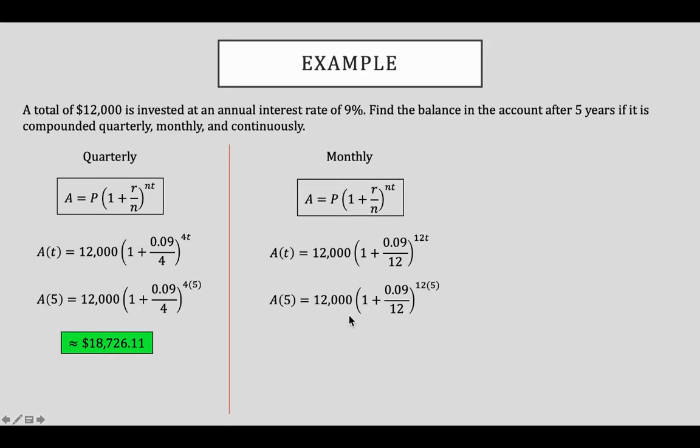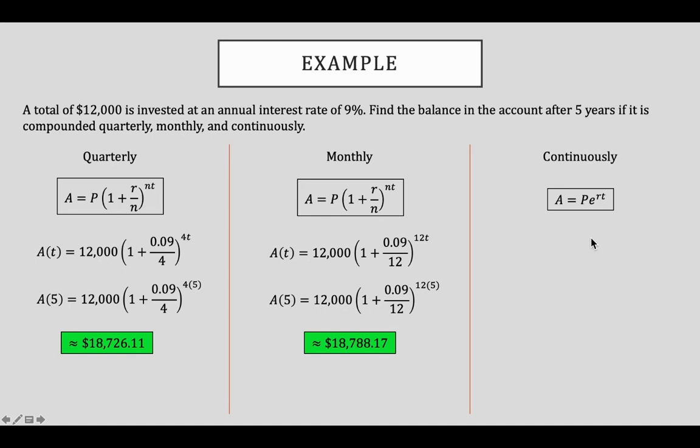We have 12,000 times the quantity 1 plus 0.09 divided by 12 raised to the 12 times 5. And again, as you plug that into your calculator, either raise it to the 60th or put parentheses around the entire exponent. All right, parentheses 12 times 5. That gives us approximately $18,788.17. And finally, let's analyze our investment if our interest is compounded continuously.